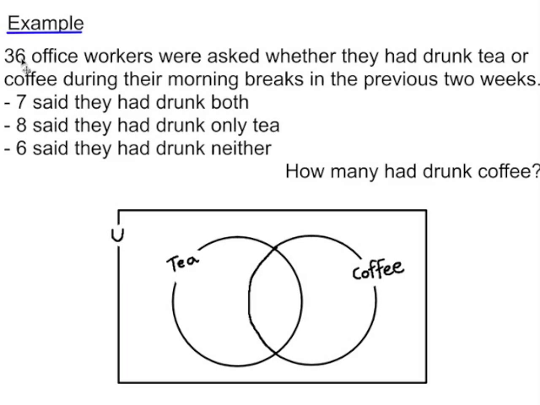Now, instead of listing 36 separate people somewhere on the diagram, we're just going to put the numbers of people in each section. So to start with, we've got 7 that had drunk both. 8 said they'd drunk only tea, and 6 said they drunk neither. Now remembering that we've got 36 office workers in total, and so far we accounted for 21 of those, we must have 15 in this section. So how many had drunk coffee?